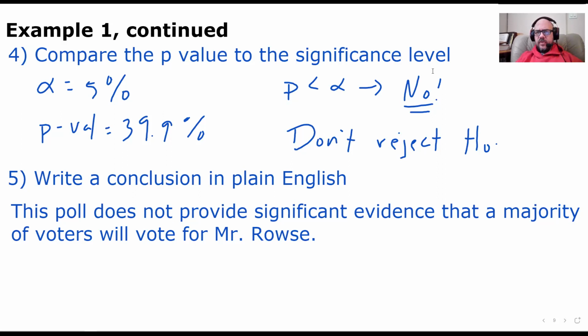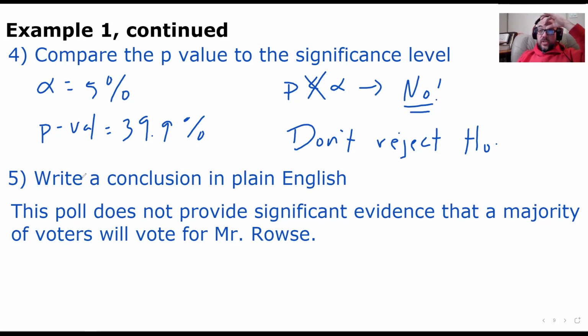Compare the p-value to the significance level. Is your p-value less than alpha? No, it was not. In fact, I forgot to write this down: the p-value is not less than alpha. So our p-value was not less than alpha, so we don't reject the null hypothesis. And then we want to write our conclusion in plain English.